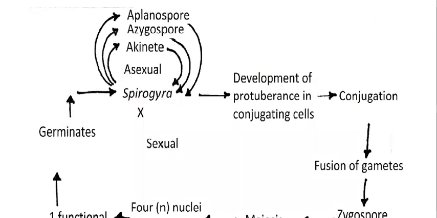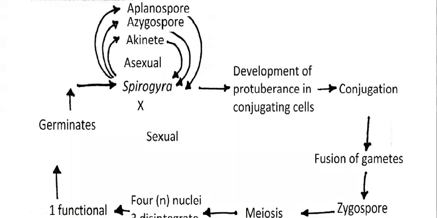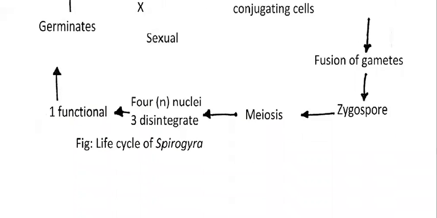This is the life cycle. The reproduction cycle, the germination of the Spirogyra, then development of protuberances and the conjugated cells, and the conjugation, how it occurred, free gametes, zygote. This is basically the life cycle. You can easily understand how the Spirogyra develops itself and the different types of stages that occur during the developmental processes.